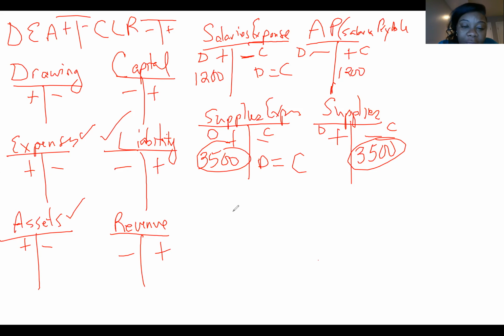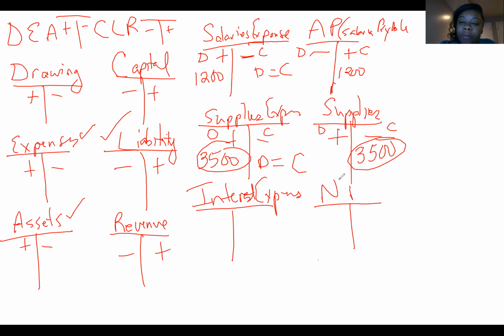So one of our accounts is going to be interest expense, and the other one is going to be notes payable.